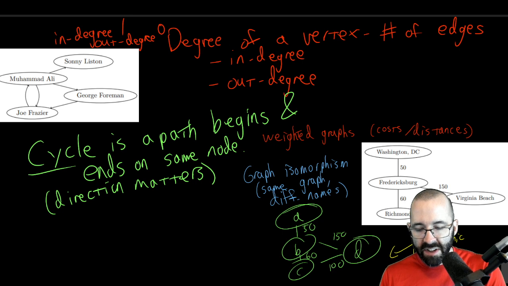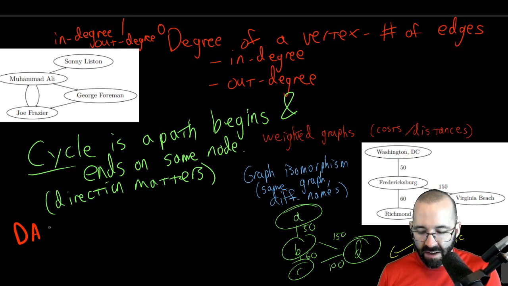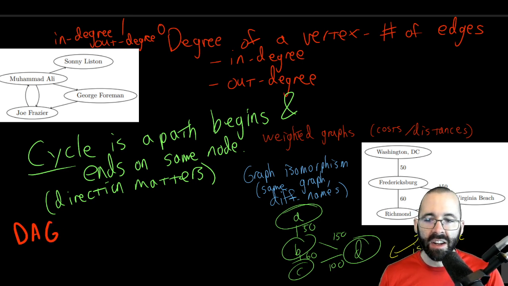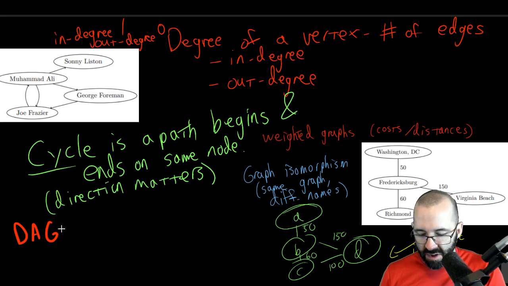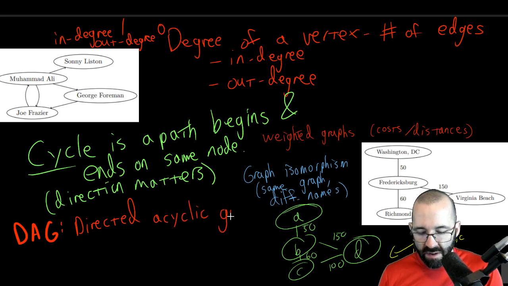The last definition, this is the fun one, okay? Because we have a new graph to play with for this last definition. And the last definition is a directed acyclic graph, abbreviated DAG. All right, so this is a directed acyclic graph. Just a graph that is a digraph and is also acyclic.